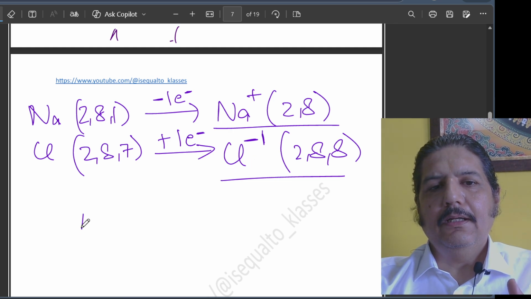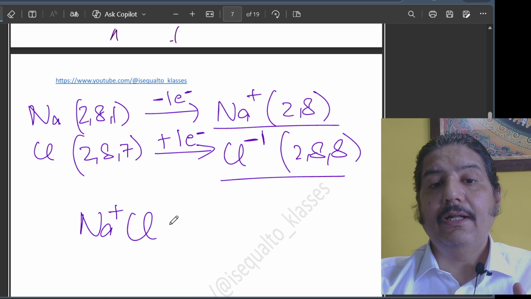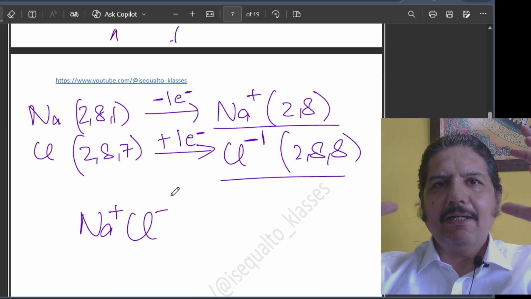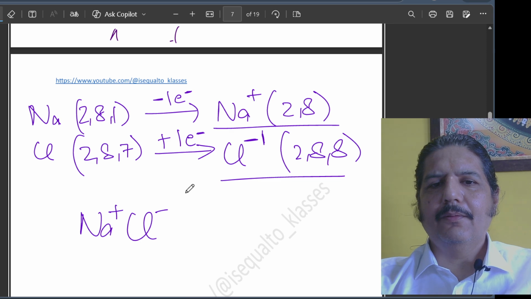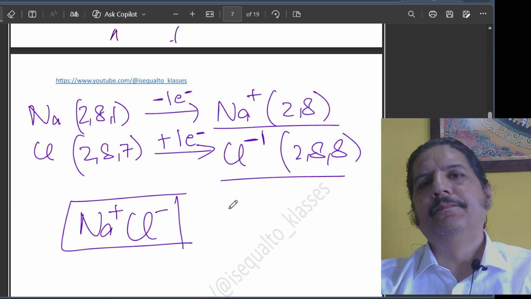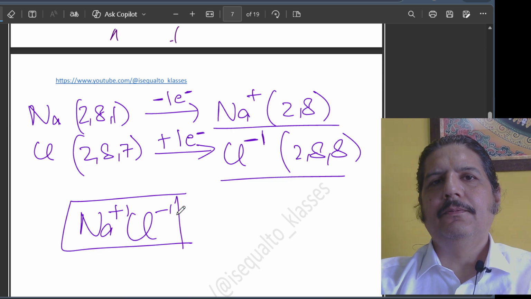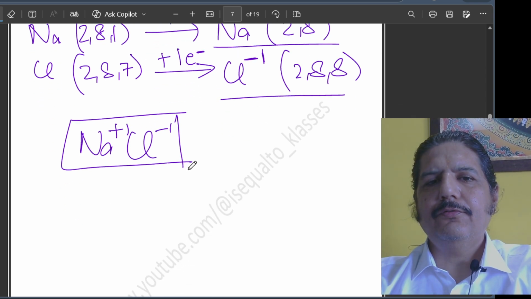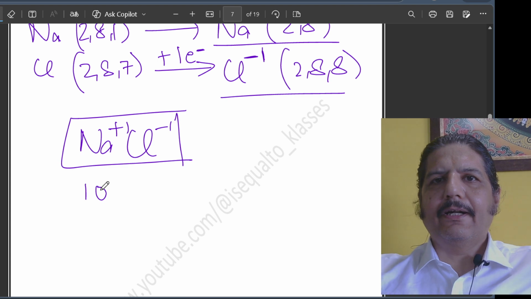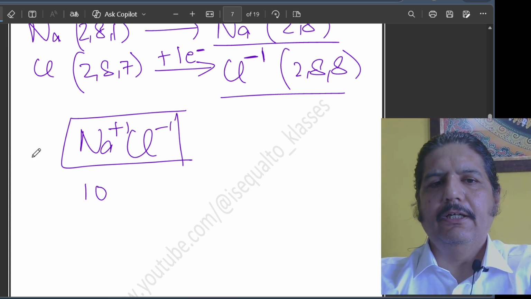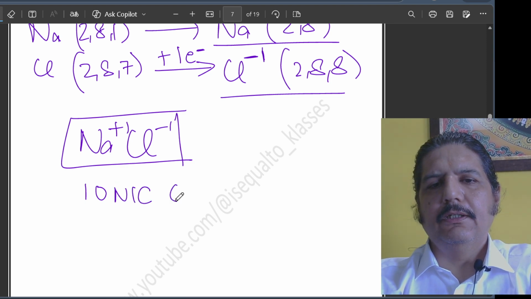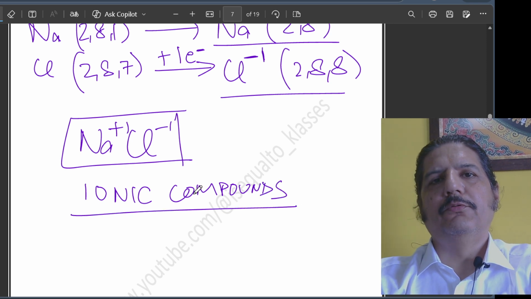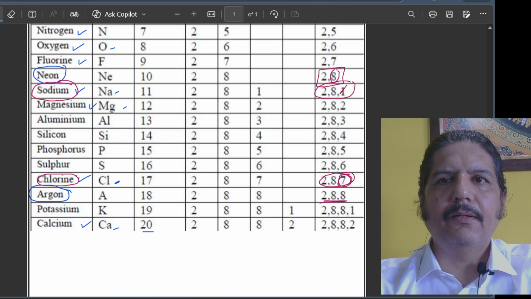And another thing which has happened is now Na has become positively charged, chlorine has become negatively charged. Positive and negative will attract each other. So they will become this compound which is called NaCl, sodium chloride, with +1 and -1, because of the opposite charges. And these kinds of compounds which are attracted to each other due to opposite charges are called ionic compounds.